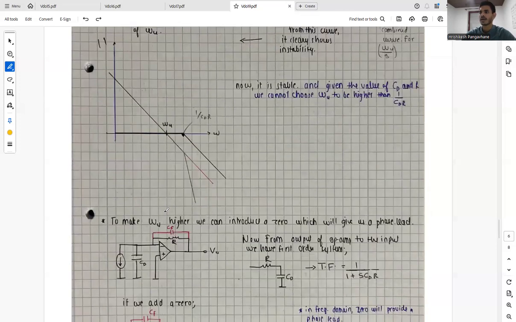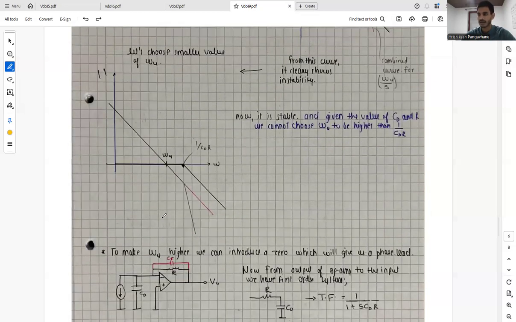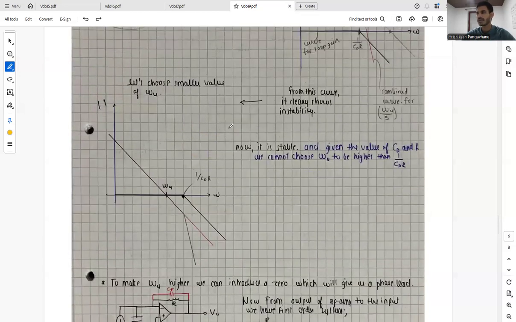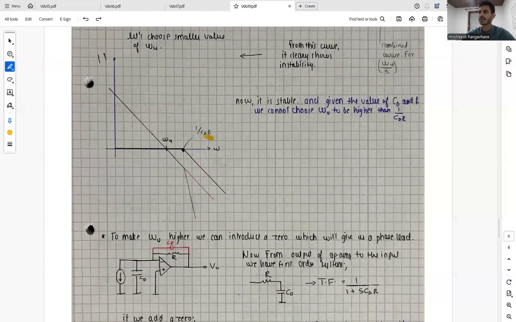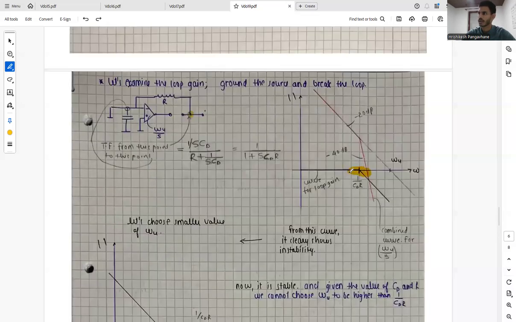So basically, to make omega u higher, we can introduce a zero, which will give us a phase lead. So I think this is the solution for increasing the bandwidth, as we also need a higher bandwidth along with higher gain, and we are facing issues while increasing the bandwidth. So now let's say this is the case, and over here also we cannot increase our omega u beyond 1 upon CDR.